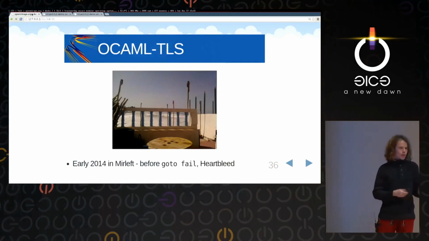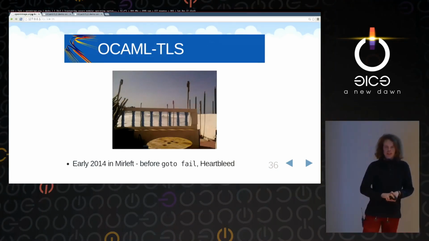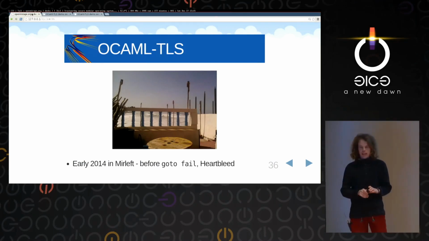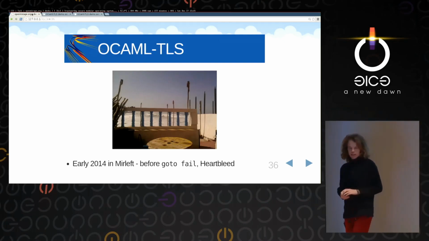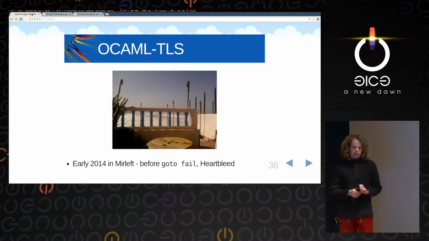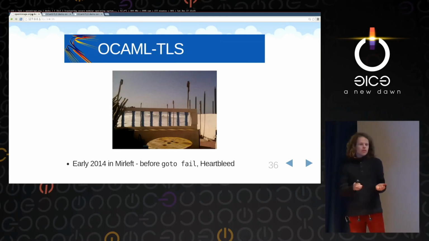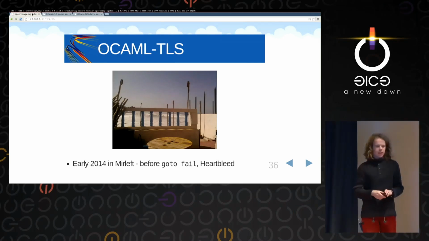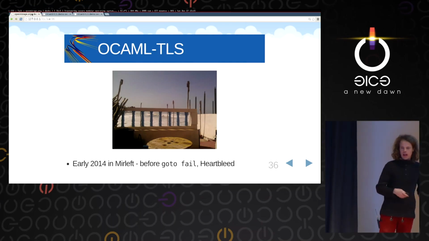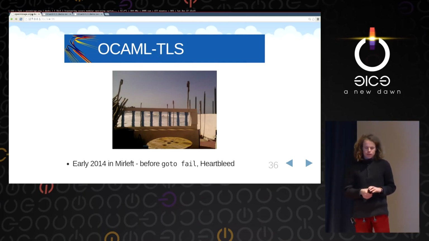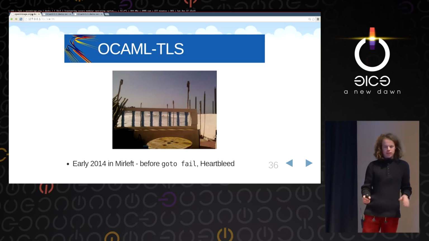So let's talk about OCaml TLS. That is our office, early 2014 in Mirleft, Morocco, Africa. We started to develop a clean-slate transport layer security stack from scratch without any funding. And it was very early in 2014. I flew there on the 5th of January this year. And David joined later. And it was even before there were those security issues this year in various TLS implementations, like goto fail and Heartbleed and the change cipher spec vulnerability in OpenSSL. And various others. I mean, GnuTLS also had some problems.